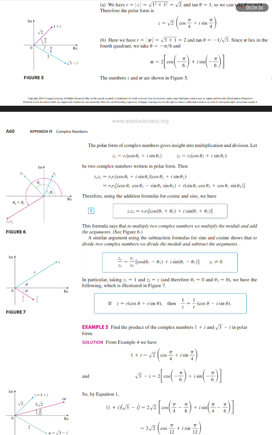Back to the text. z sub 1 over z sub 2 equals r sub 1 over r sub 2 [cosine (theta sub 1 minus theta sub 2) plus i sine (theta sub 1 minus theta sub 2)], z sub 2 does not equal 0. In particular, taking z sub 1 equal 1 and z sub 2 equals z, and therefore theta sub 1 equals 0 and theta sub 2 equals theta, we have the following, which is illustrated in figure 7. If z equals r (cosine theta plus i sine theta), then 1 over z equals 1 over r (cosine theta minus i sine theta). See figure 7.